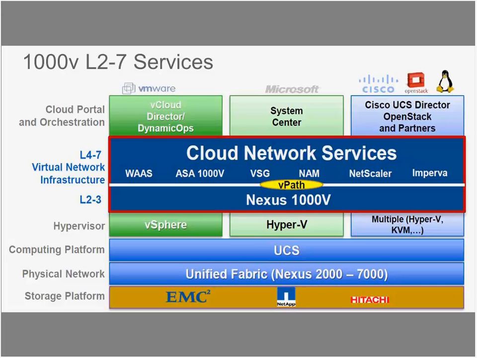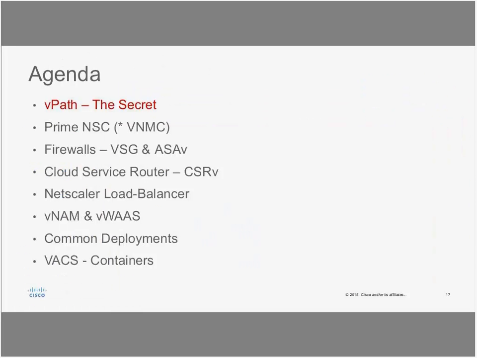In today's session, we are going to talk about these different components which help Nexus 1000V use vPath to provide different cloud network services. No matter which hypervisor, storage, switch, or controller you have, with the vPath technology, we can provide the same services across. So let's get started with vPath.